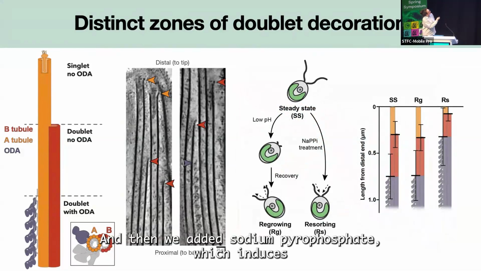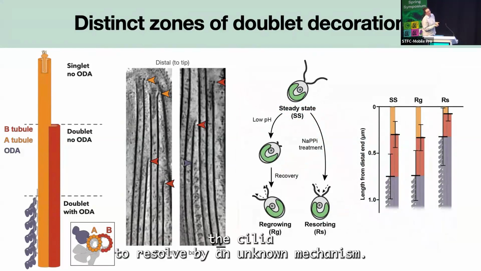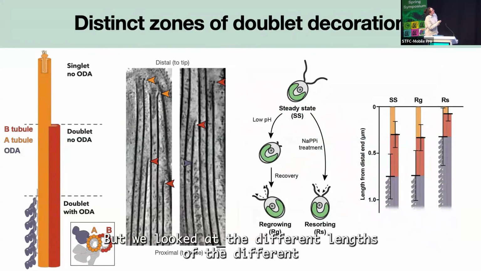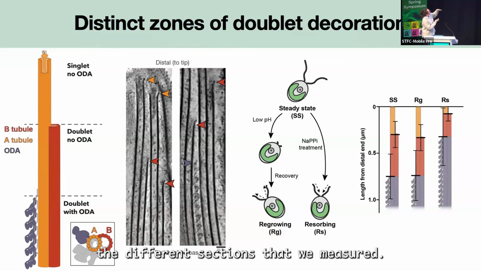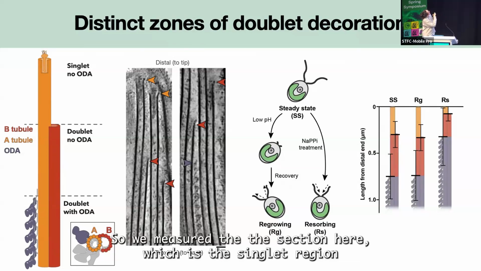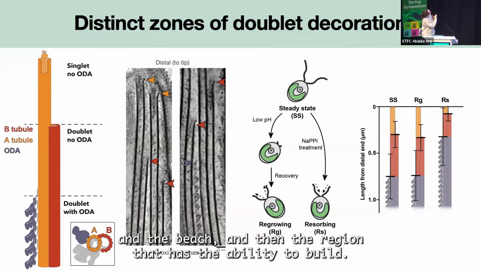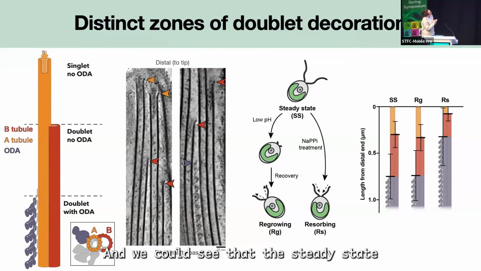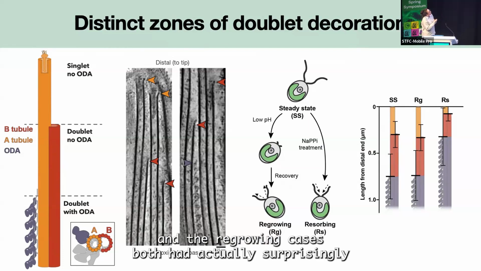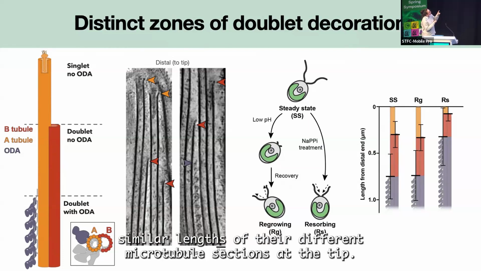And then we added sodium pyrophosphate, which induces the cilia to resorb by an unknown mechanism. But we looked at the different lengths of the different sections that we measured. So we measured the singlet region that only has the A tubule, the region that has the A tubule and the B tubule, and then the region that has the A tubule, the B tubule, so the doublet with the outer dynein arms. And we could see that the steady state and the regrowing cases both had surprisingly similar lengths of their different microtubule sections at the tip.